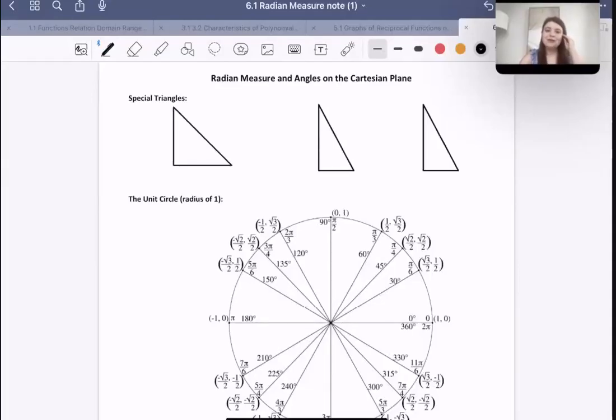Hello, everyone. Welcome back. Today we are going to be talking about radian measure and angles on the Cartesian plane. You remember last term, you would have learned about the degree measure of our special triangles for trigonometry. I think a lot of people would. But if not, that's all right. Today I'm going to talk about those same measures, but in radians.